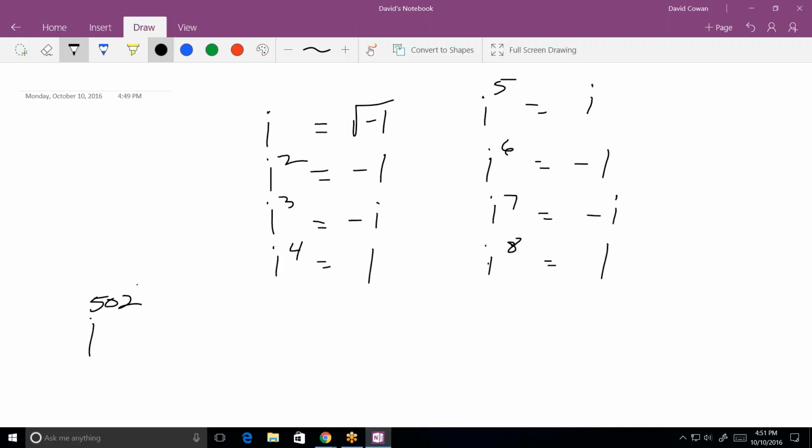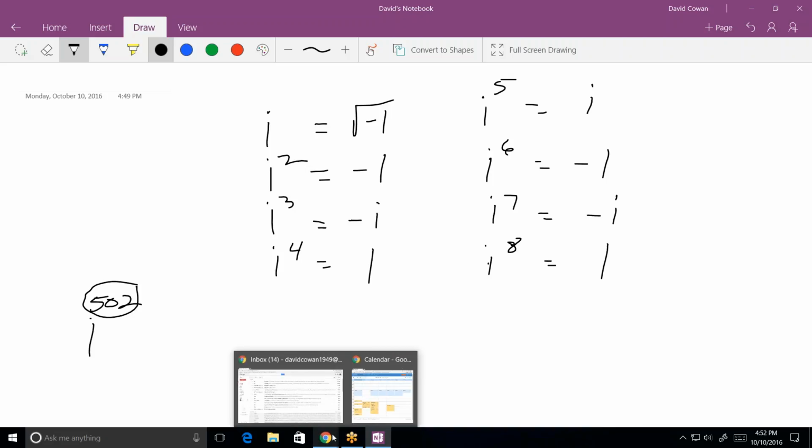Divide that by 4 and deal with the remainder only. Would I divide it by 4? Yeah, because there are 4 pieces in the cycle. In other words, i to the 4th is equal to 1, i to the 8th is equal to 1, i to the 500th is equal to 1, because 500 is divisible by 4. Which makes i to the 502nd equal to negative 1, because it has a remainder of 2.